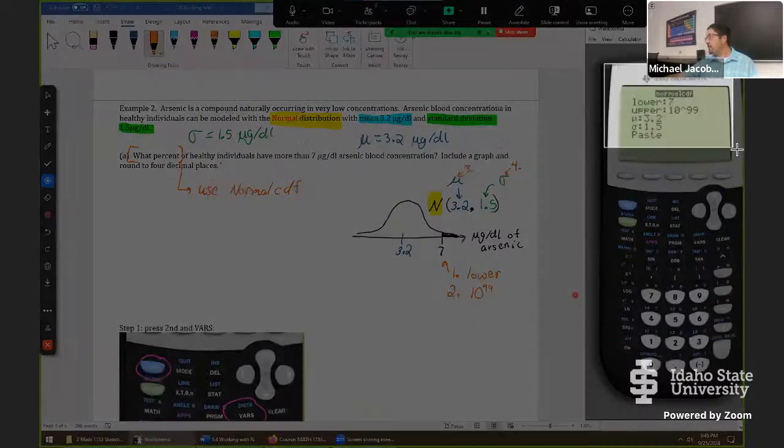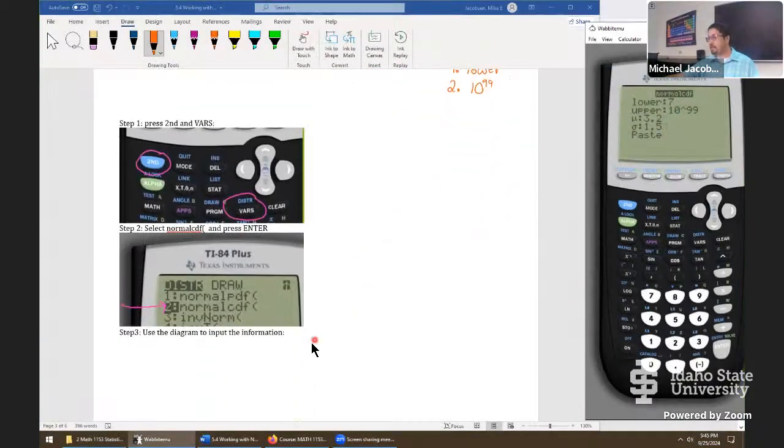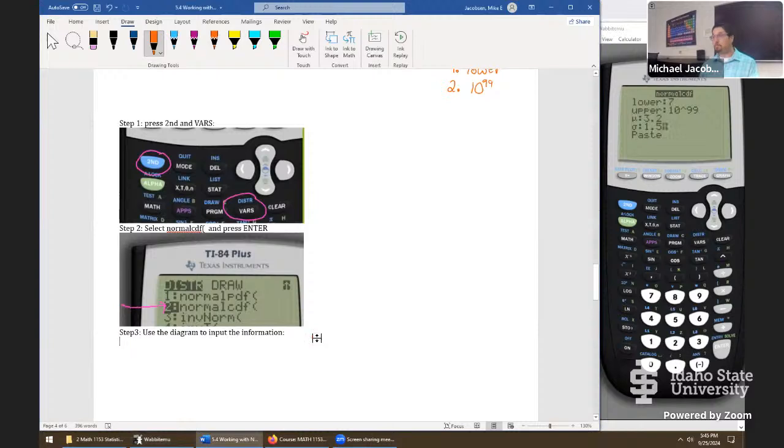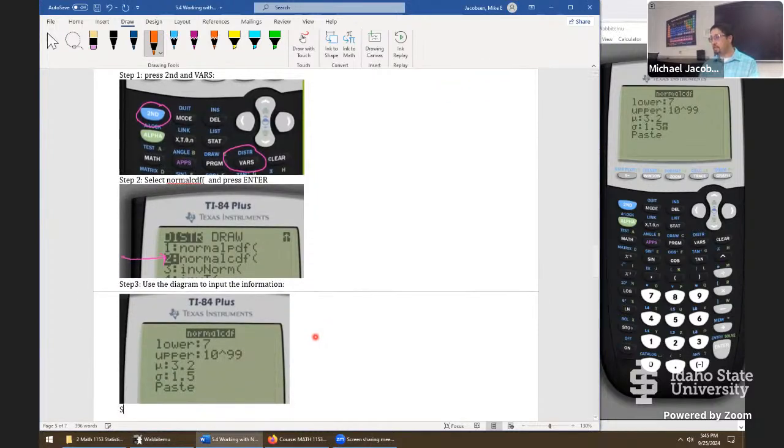So let's do this as our final step here. Step 3, use the diagram to input the information. And then step 4, we'll just simply say, press enter a bunch of times. And that gets you right where you need to be.